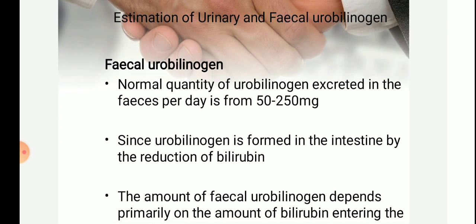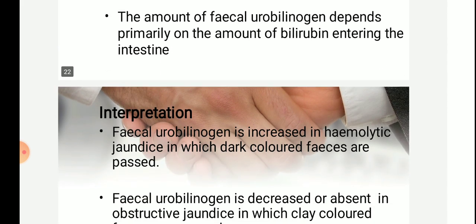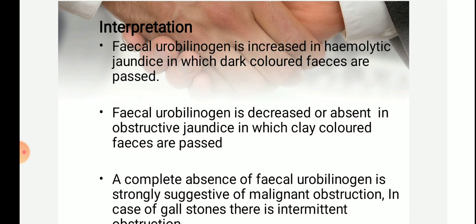So this is estimation of urinary and fecal urobilinogen here. So we will not deal much about this urinary excretion of this particular urobilinogen here. So you should be aware of this. This is an important point that you can write in your answer. So the interpretation: fecal urobilinogen is increased in hemolytic jaundice in which dark colored feces are passed. Fecal urobilinogen is decreased or absent in obstructive jaundice in which clay colored feces are passed.